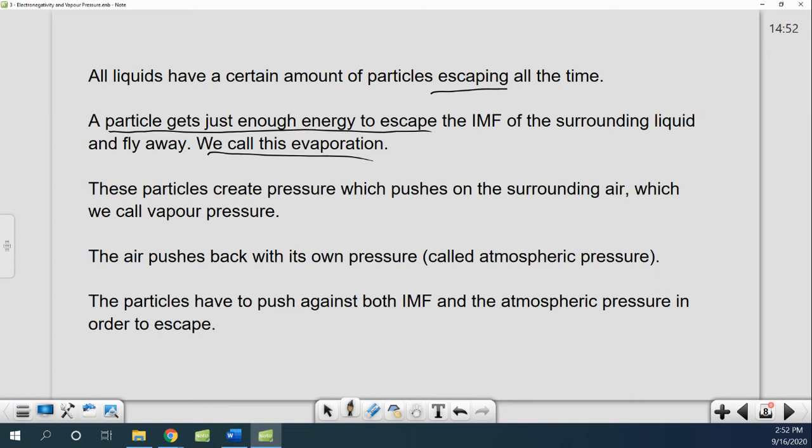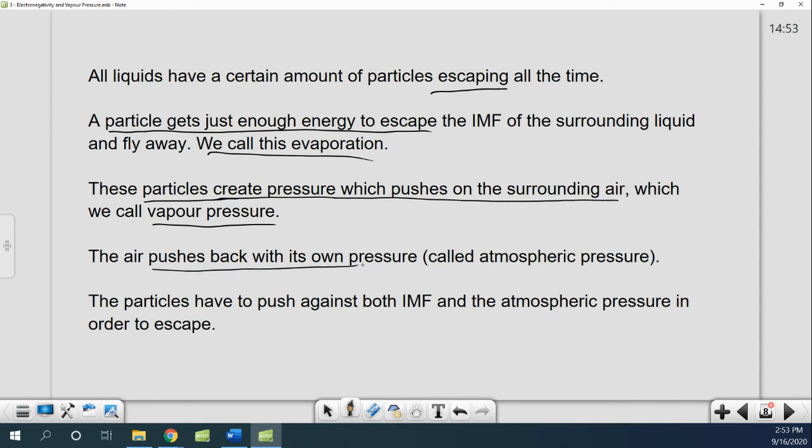Now, those particles, as they fly off, they create pressure, which pushes on the surrounding air, right? It doesn't fly off into the void. There's air sitting above a beaker or above a glass, and that air is bouncing off the surface of the water. It could be any liquid. So when your particle tries to escape, it creates a pressure which pushes off the air. It's bouncing off those air molecules. We call that vapor pressure. So it's how much pressure the evaporated particles have pushing against the air.